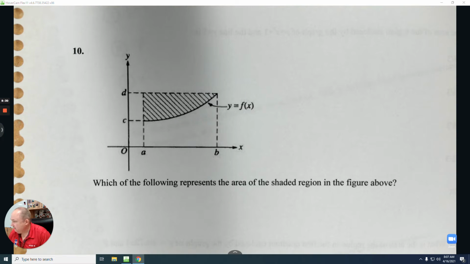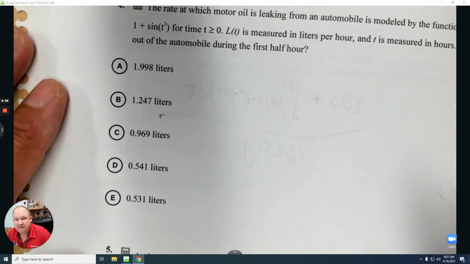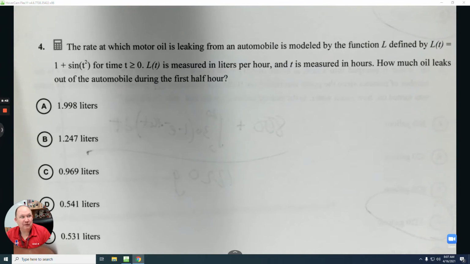Did I forget one? Let me go back here. I think I didn't turn the page over. I think I didn't do questions 4 and 5. I'm going to do them right now. I just realized that. I'm sorry, they're out of order.